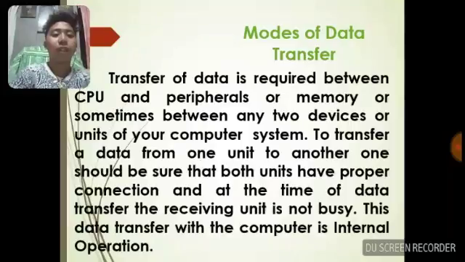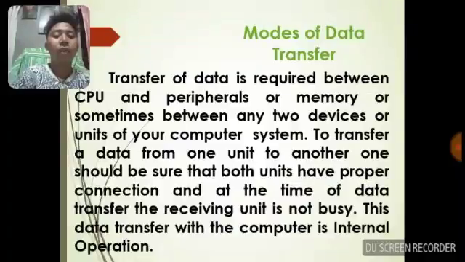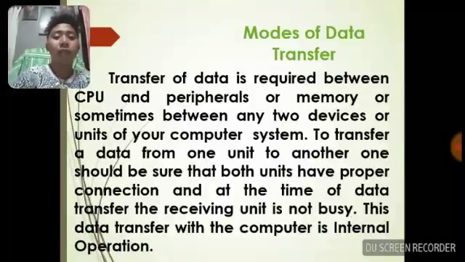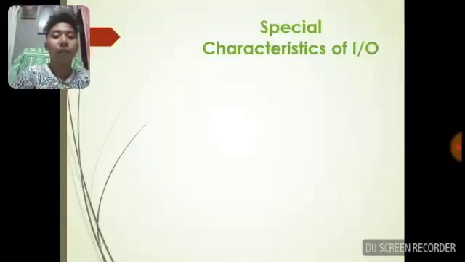Modes of data transfer. Transfer of data is required between CPU and peripheral or memory, or sometimes between any two devices or units of two computer systems. To transfer data from one unit to another, one shall be sure that both units have proper connection and at the time of data transfer, the receiving unit is not busy. This data transfer interrupts the computer's internal operation.